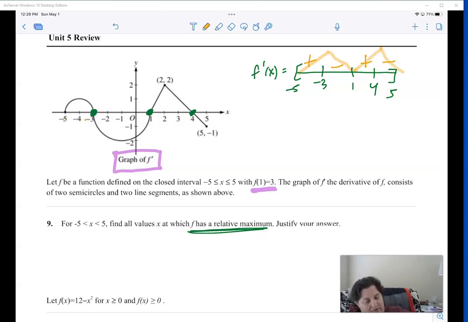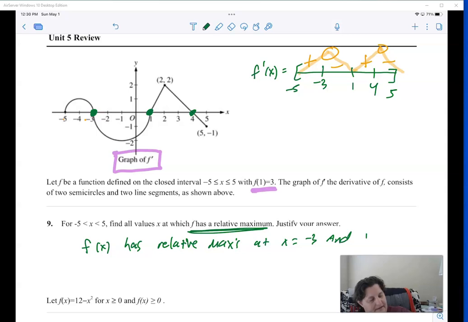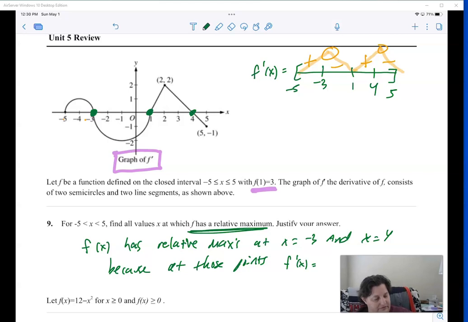Find all values where it has a relative max. Okay, look, here and here. So here's how I'd write it. F of x has relative maxes at x equals -3 and x equals 4 because at those points, f prime of x equals 0 and f prime of x changes, this is important, from, now what is it changing from? Positive to negative, right?